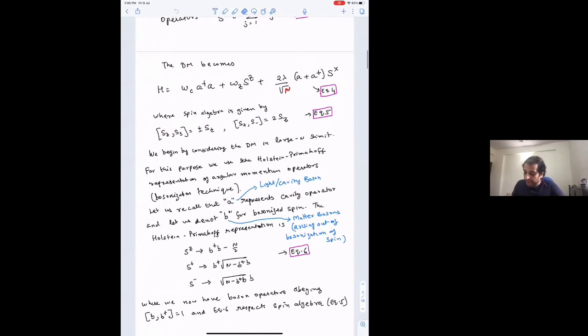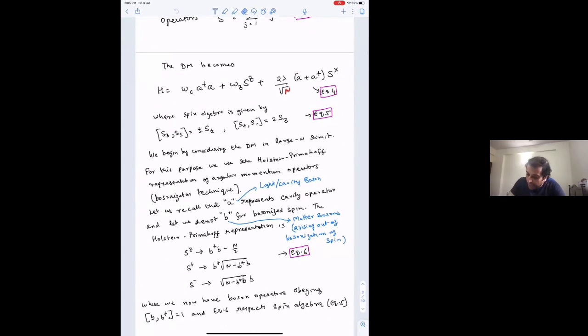So now you see what happens, right? Here a represents the cavity operator. We will call it light, for some notations, and this large spin is just some matter. And this lambda is important. This lambda is the light-matter coupling.